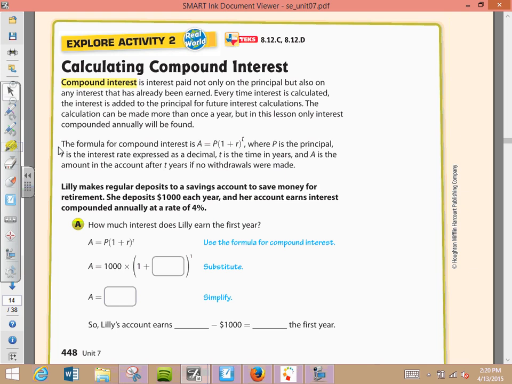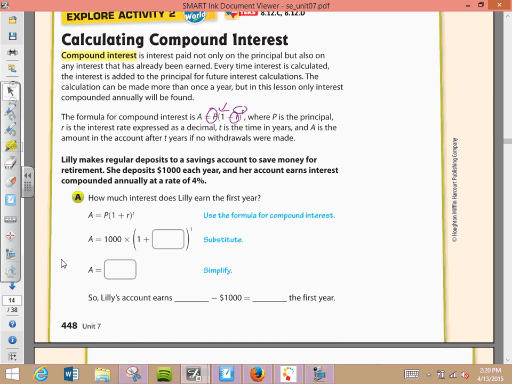So for this one, it would be A equals P times (1 plus R) to the power of T, where P is the principal again. 1 is just 1, a number. R is the rate, and T is the term. So Lily makes regular deposits to a savings account to save money for retirement. She deposits $1,000 each year, and her account earns a compounded annually rate of 4%. It's very similar to the other one, but this one is compounded, not simple. So we use the formula.